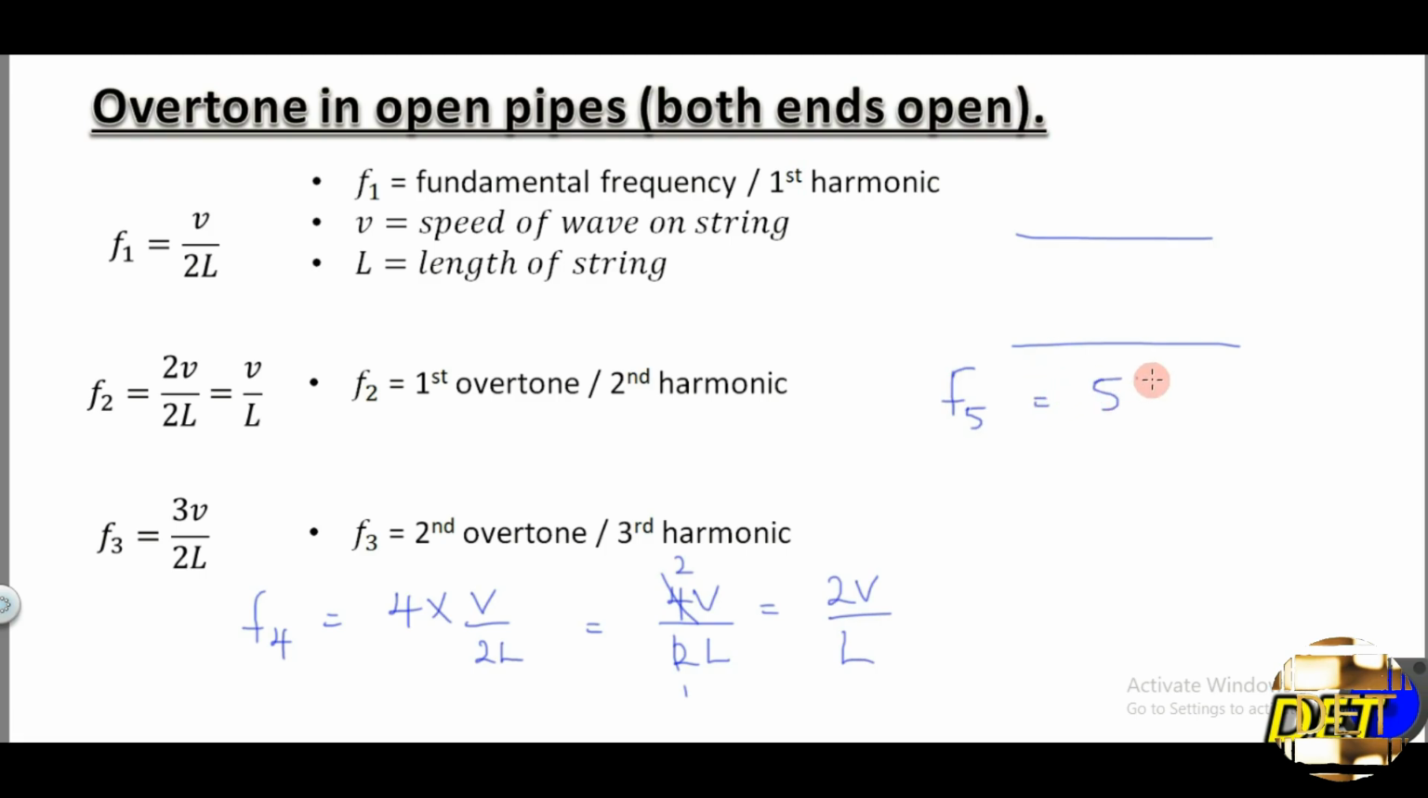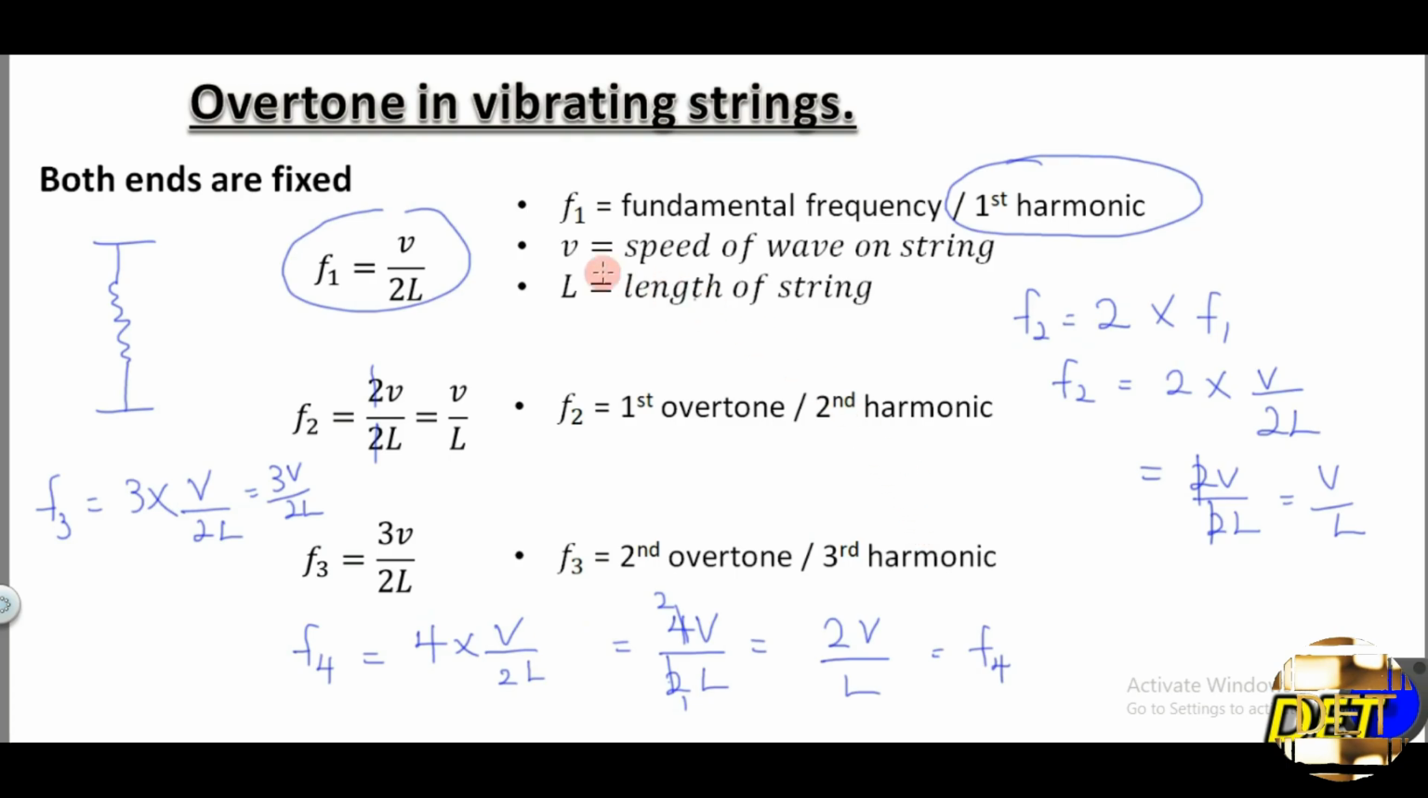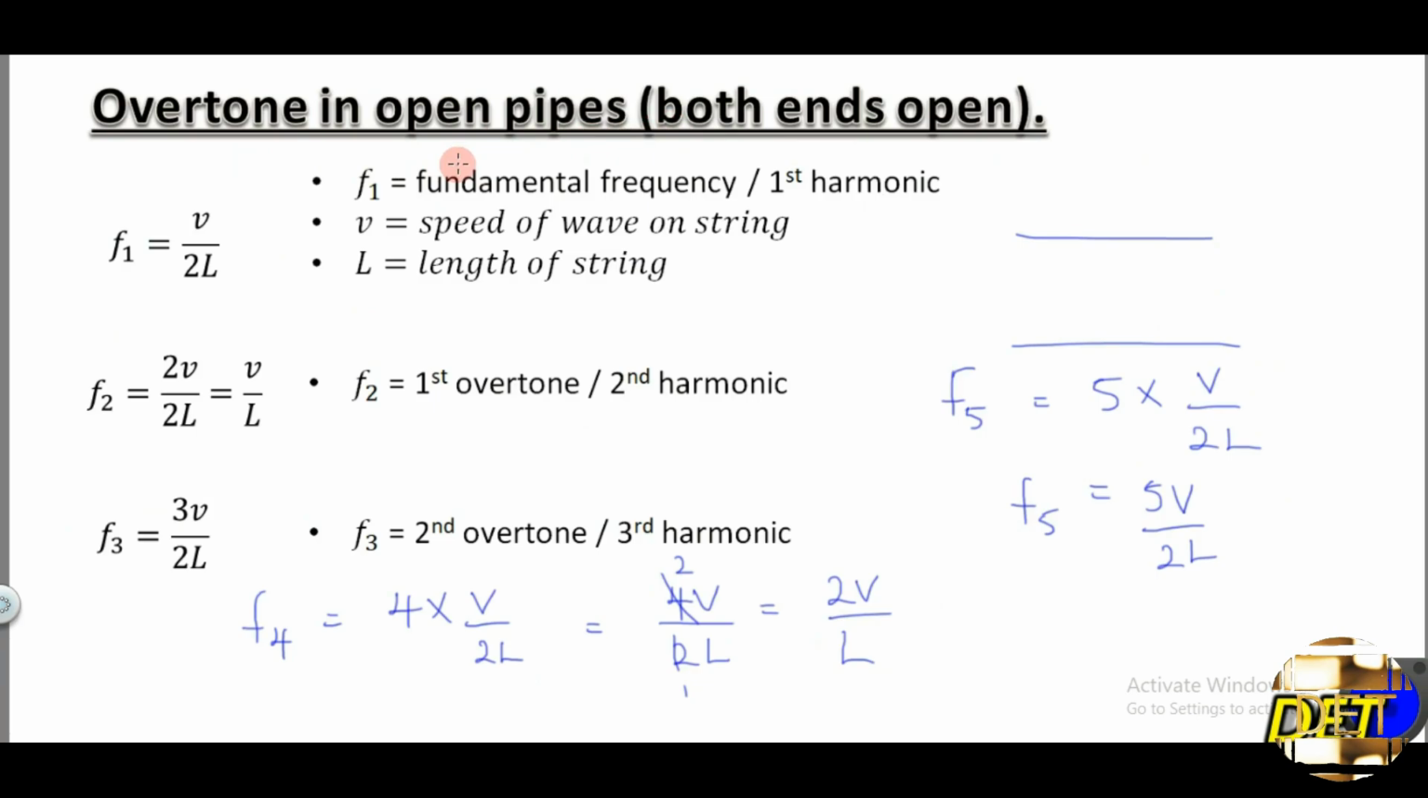that will be equal to 5 times the fundamental frequency, which is what? V over what? 2L. So this will be equal to 5V over what? 2L. This is our fifth harmonic or the fourth overtone, right? So the same formula that we use in calculating the overtone in vibrating strings is also the formula that we use in calculating the overtone in open pipes where both ends are open, right? So let's look at examples.